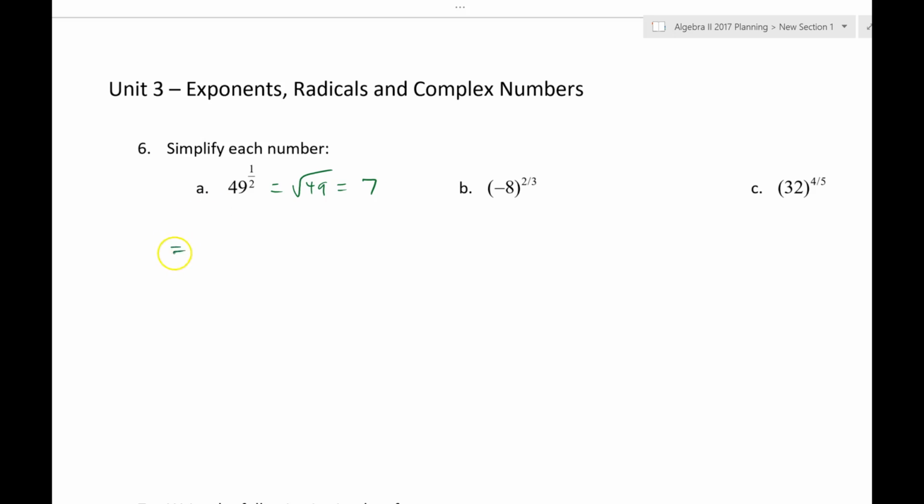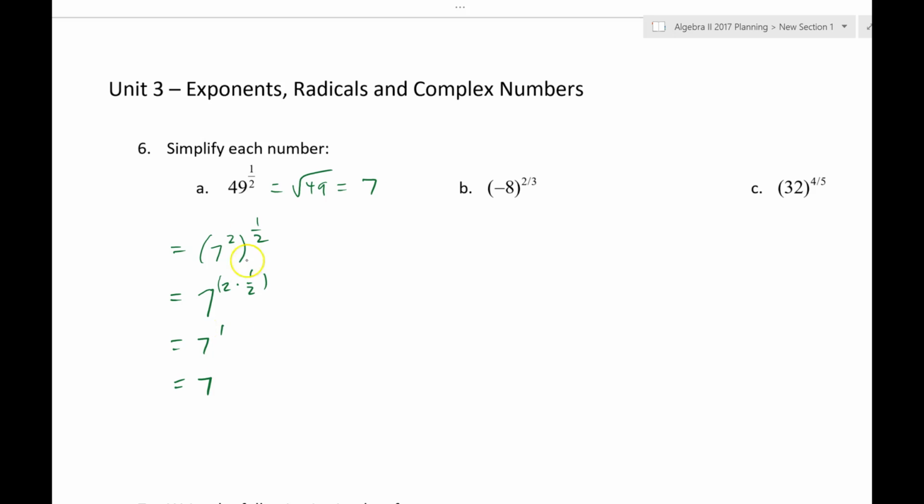Another way to think about it, though, is that 49 I can rewrite as 7 squared. And that's all going to be to the 1/2 power. If I apply the rules of exponents, I have something to a power, all raised to a power. Those exponents multiply. So I have 2 times 1/2. Well, 2 times 1/2 is just 1.